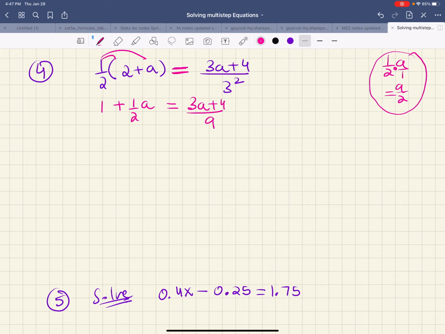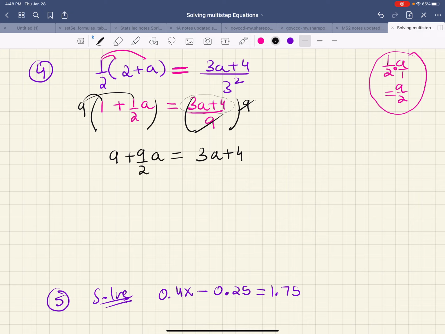All right, let's see now. What do we need to do? I want to get rid of the 9 from the denominator here, because I don't like the 3a plus 4 together on the top there. So first thing I'm going to do is multiply both sides with a 9. The reason I'm doing it is to get rid of the 9 from the denominator, and on the right hand side I'm just left with 3a plus 4. On the left hand side I'm left with 9 times 1 is 9, plus 9 times half is 9 over 2 a. All right, now that looks a lot simpler than what I started with.